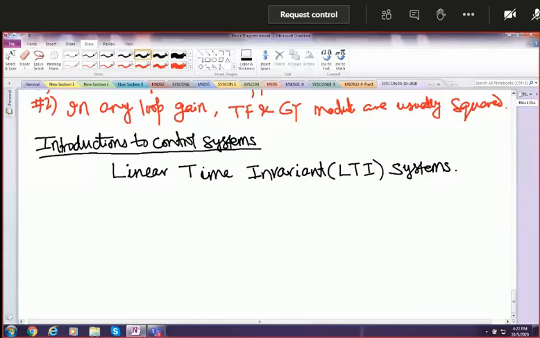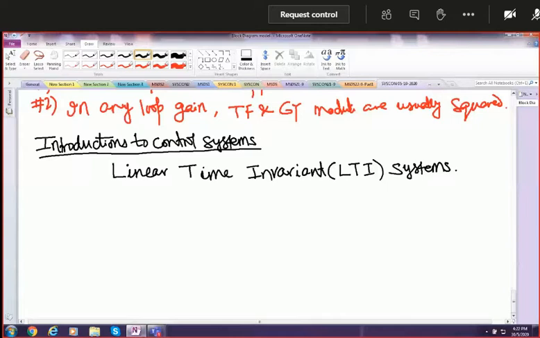For example, a spring whose force is, let's say, K mod X times X. That is a nonlinear system. We will do some simulations of nonlinear systems, but in control systems, we will only deal with linear systems. So there will be linear and time invariant, or LTI, systems.